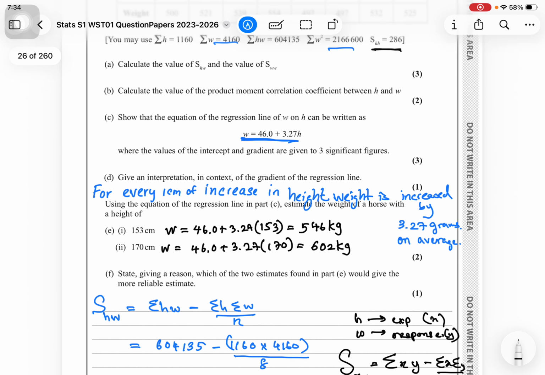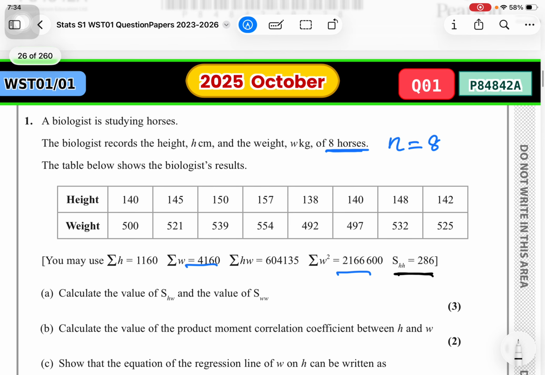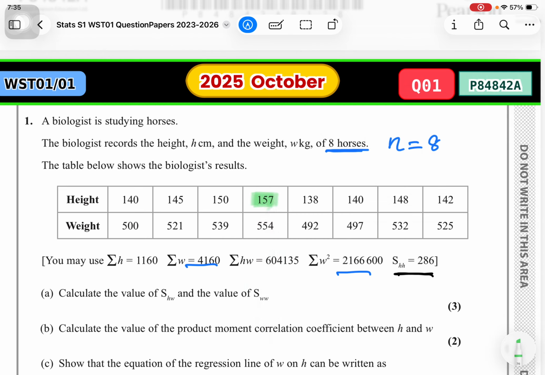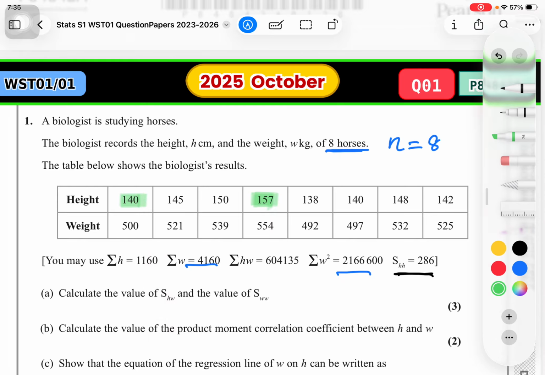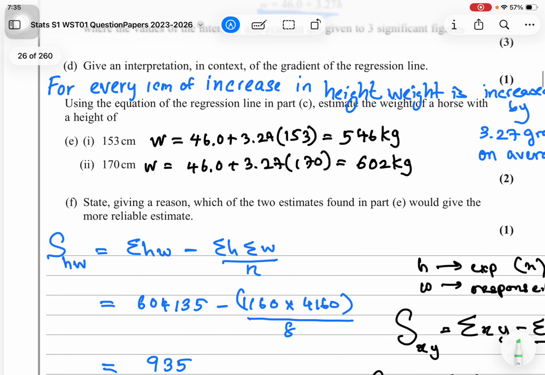Now they're asking which one is more reliable. If we check the data set, 153 is more reliable. We can see the highest value and the lowest value, which is 138, so 153 is within the data range, which we call interpolation. 170 is outside the data range, which is extrapolation. We know interpolation is more reliable, so this is the more reliable answer.